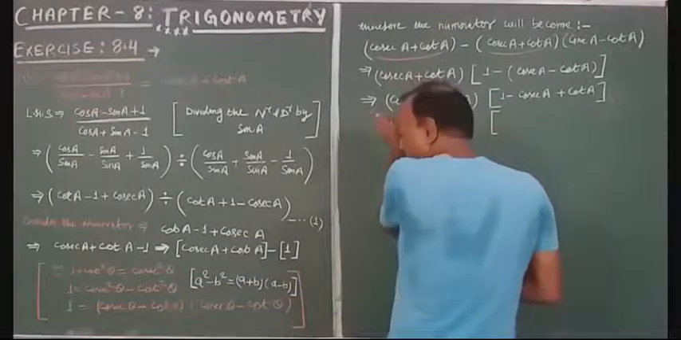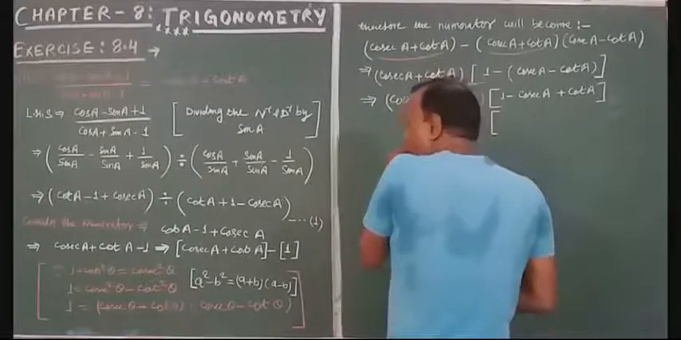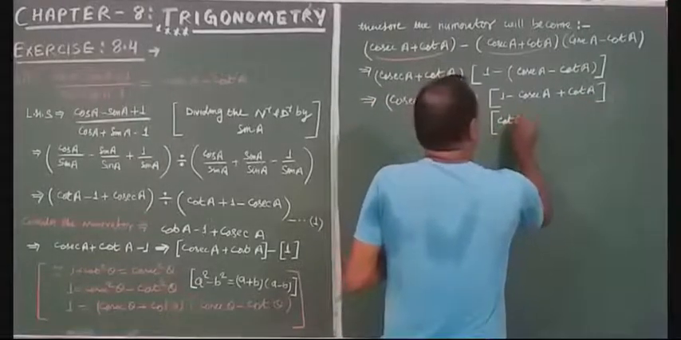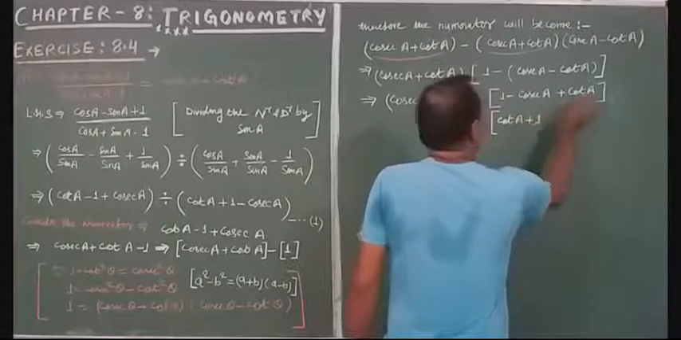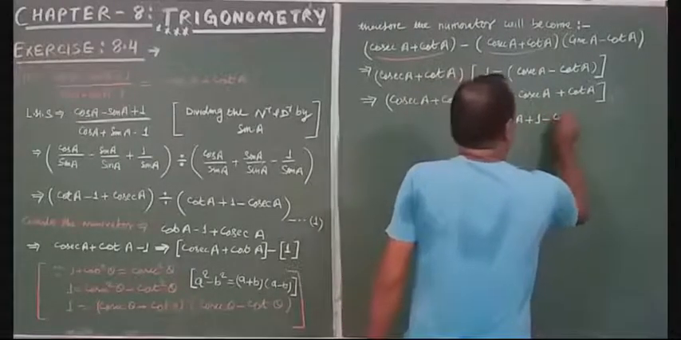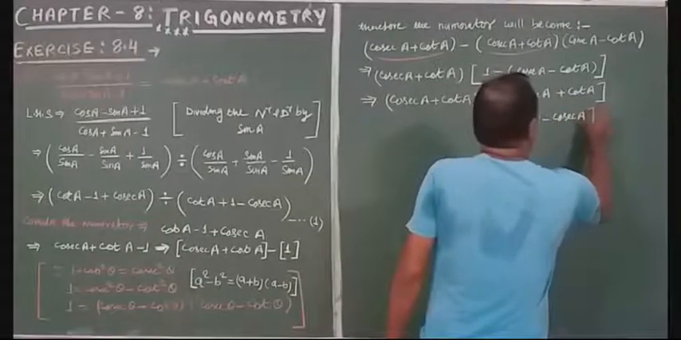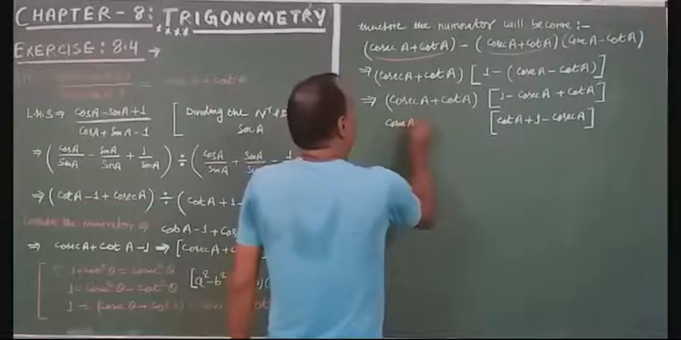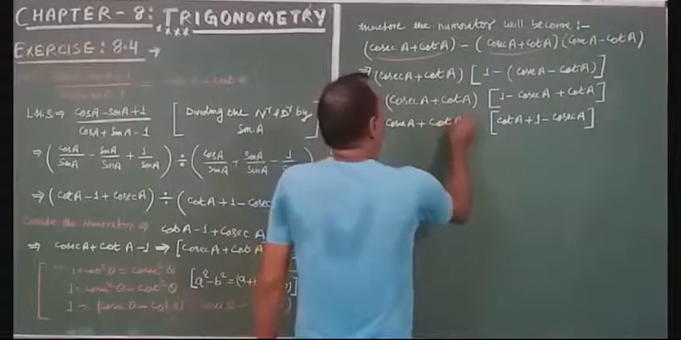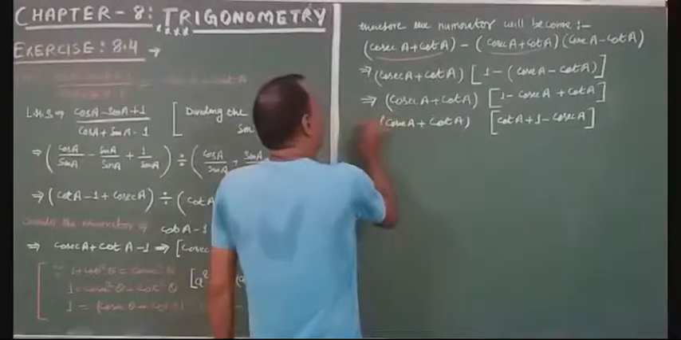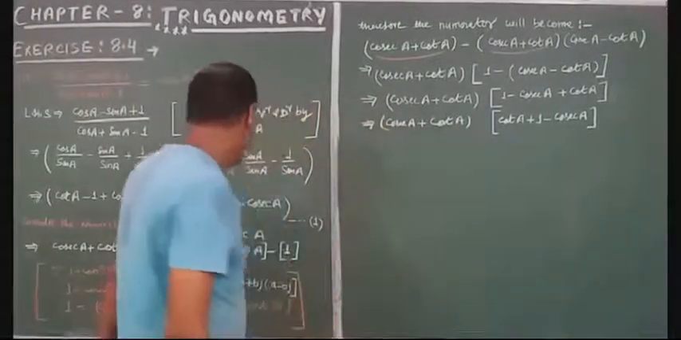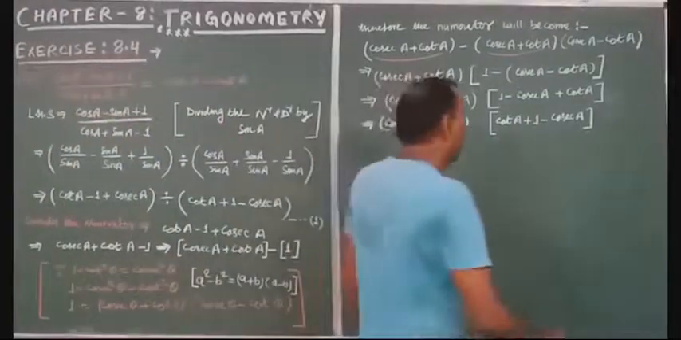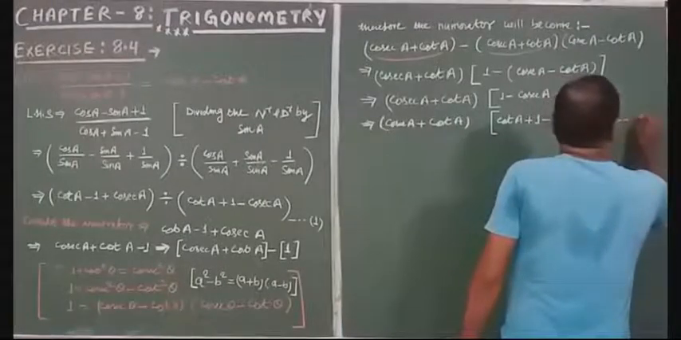First I am writing cot A plus 1, both the positive terms, and then minus cosec A, and then cosec A plus cot A. So this is the value of our numerator. This is equation second.